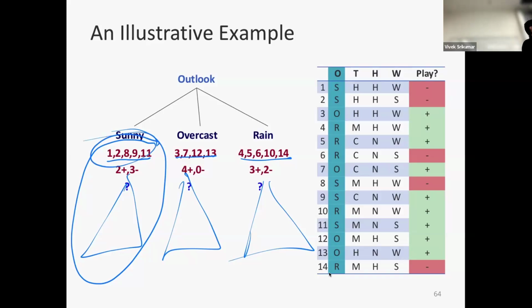Which features are allowed at this point? I've already used up outlook. When I am traveling along this path, the way I have constructed the subset is by considering only those examples where outlook is sunny. That particular feature is useless now because every example in that subset has the same value. So we don't need to consider that feature anymore. So we need to build a tree using the rest of the features. So let's work this through.